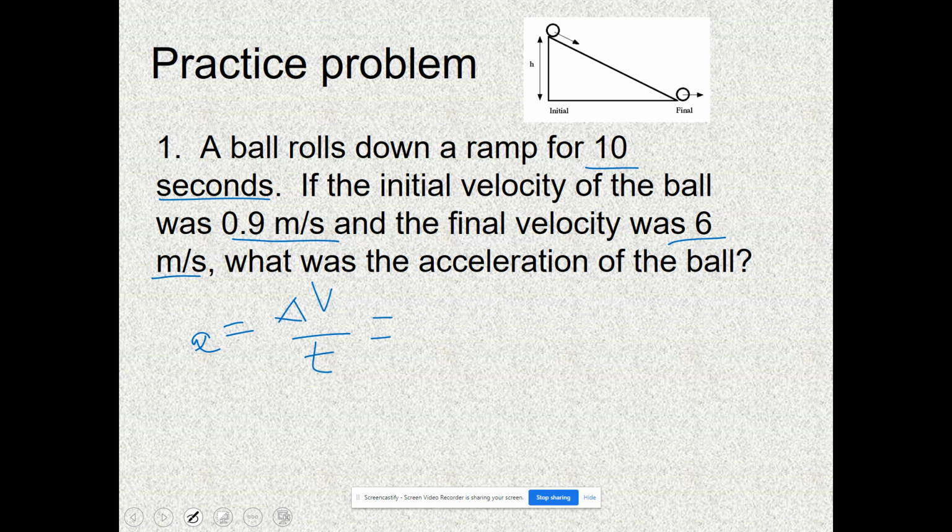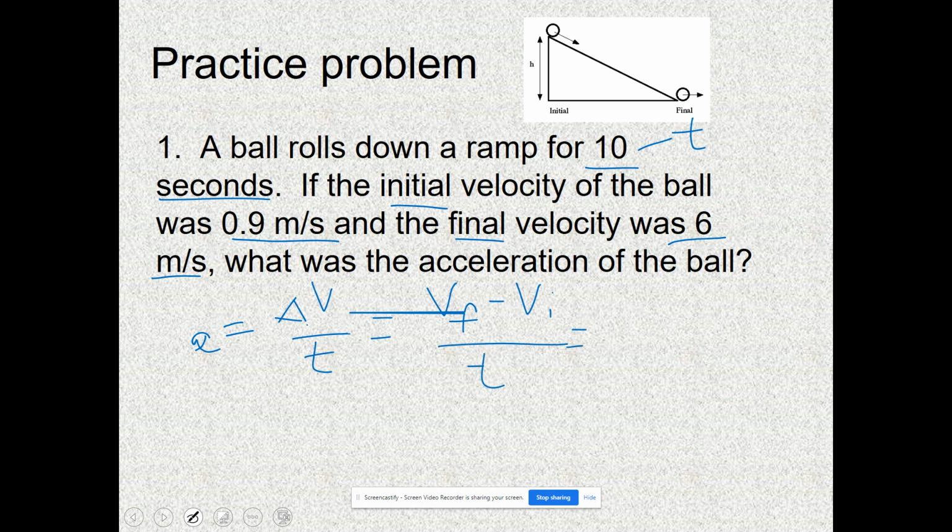So the first thing I want to do is figure out what is 10. 10 seconds, that's a time, okay? That's time. What is the 0.9 meters per second? And it says it was the initial velocity. What is the 6 meters per second? That was the final velocity. So that delta really means the final minus the initial over time.